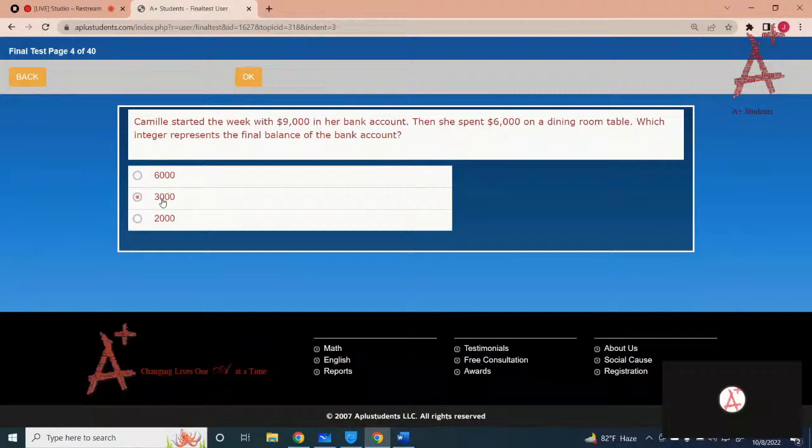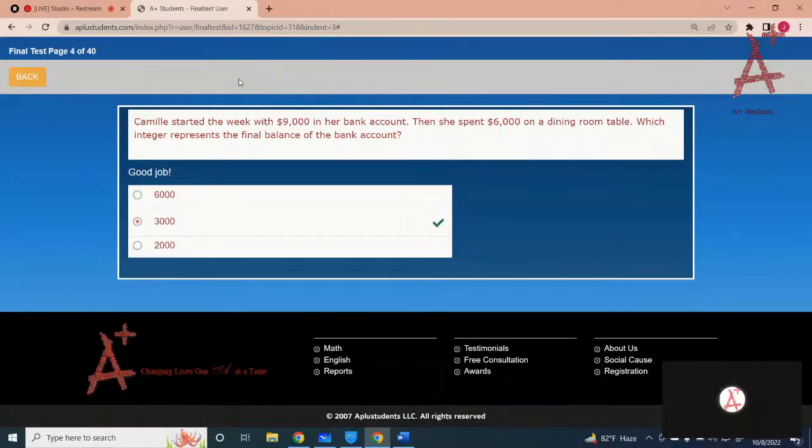Out of the 9,000, she spent 6,000. So 9,000 minus 6,000 is 3,000. Got it? So select the correct option and click on the OK button.